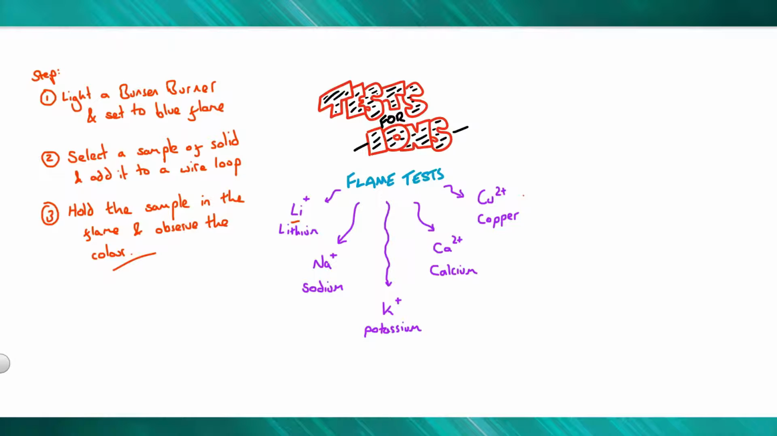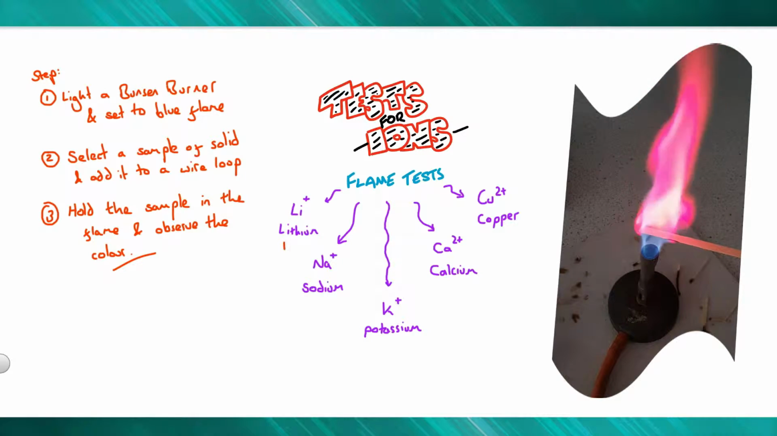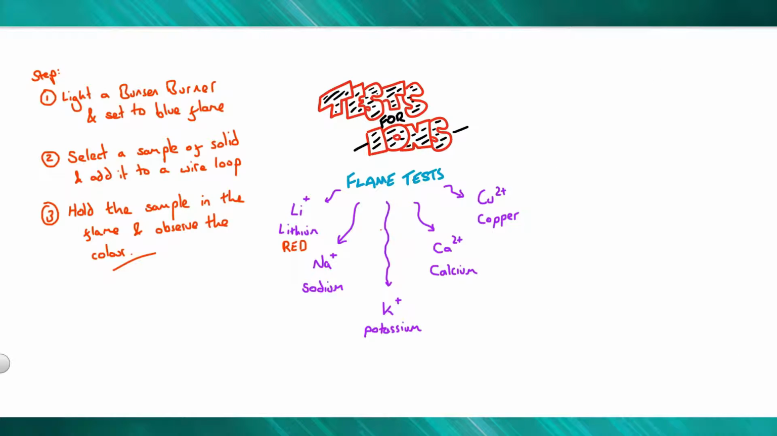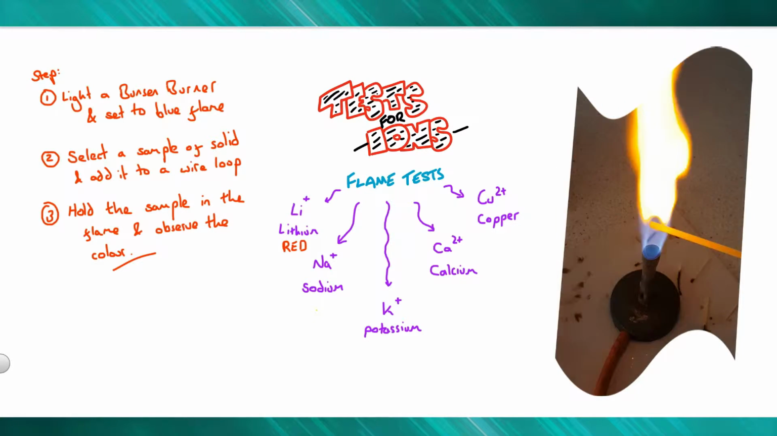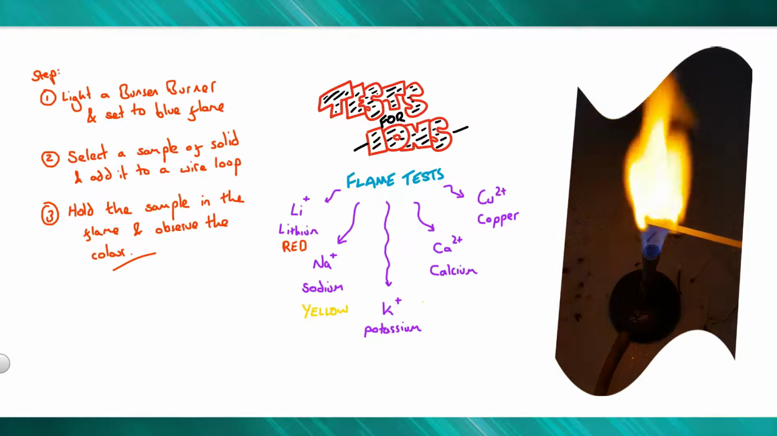Let's start off with lithium then. Now I'm using a splint that's been soaked in a solution of our metals, our cations, just makes it a little bit easier to see the actual flame colours. So as you can see, lithium into the flame, it turns it to a red flame. If I do the same with sodium, you can see the flame changes to a yellow colour.